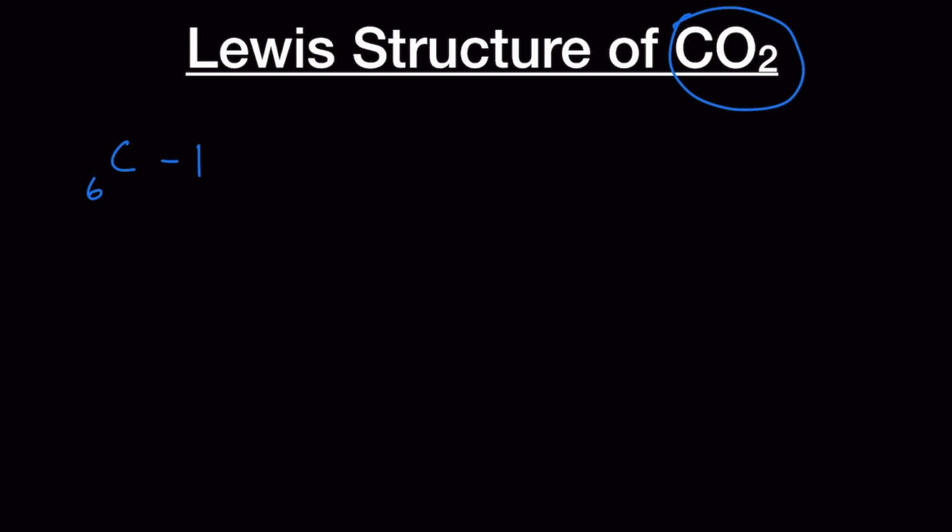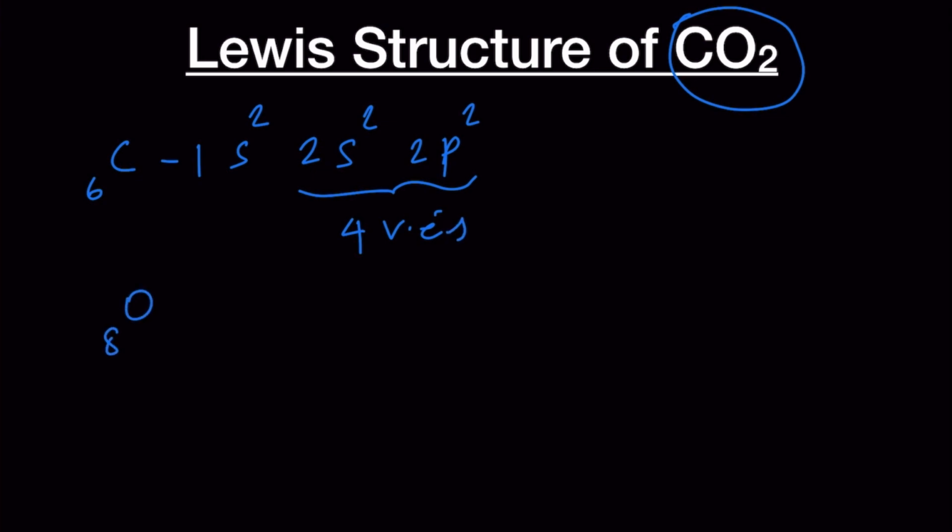Therefore, the electronic configuration is 1s2, 2s2, 2p2. Here we have 4 valence electrons. Atomic number of oxygen is 8. Therefore, the electronic configuration is 1s2, 2s2, 2p4. Here we have 6 valence electrons.